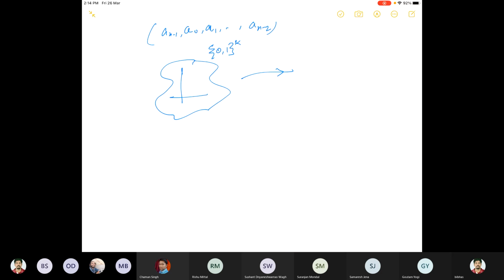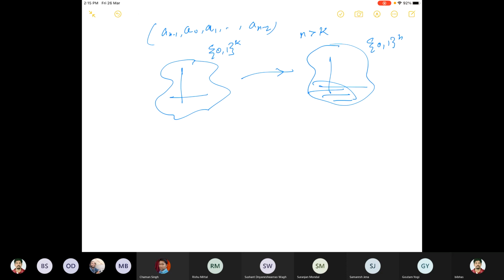Yeah. So the original problem was this one. For each string of 0, 1 of length k, I'm going to convert it into a binary string of length n, and n is bigger than k. So this is a vector space, but we are looking for a subspace because it's a linear code.